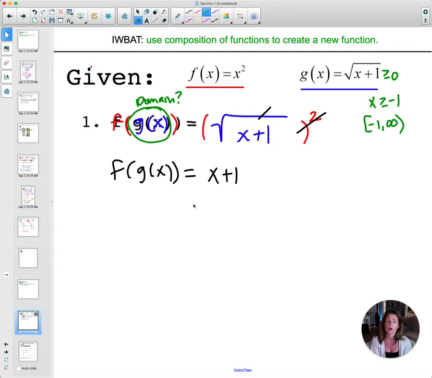And so for our domain here, even though x plus 1 is linear and doesn't have any failure, we did have to plug into g of x first. So this domain is -1 to infinity. It's called an inherited domain, because you are doing a composition, you have to plug into the first one first. We're just simplifying it. So we're not allowed to plug in anything less than -1.